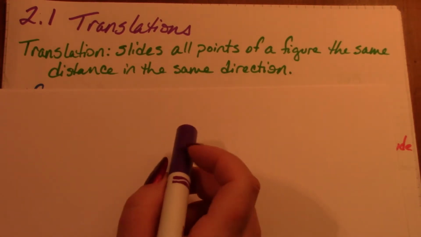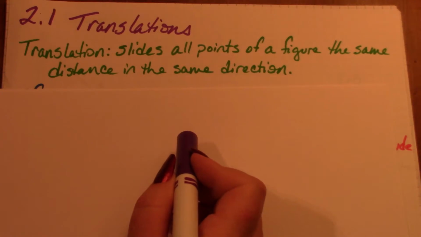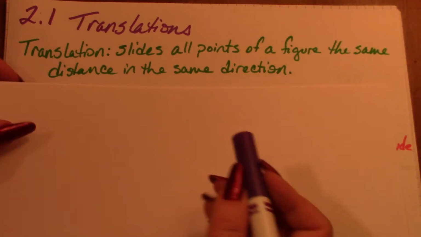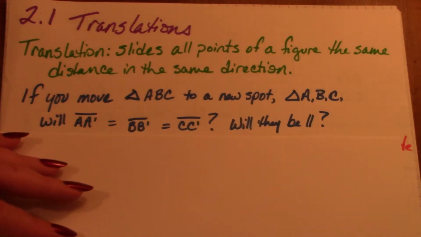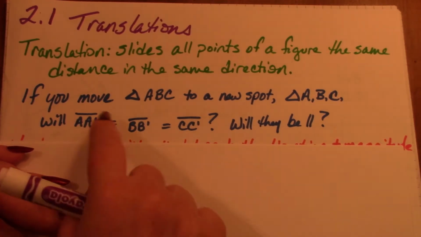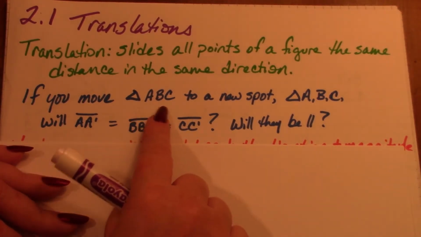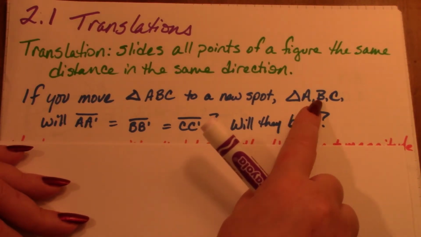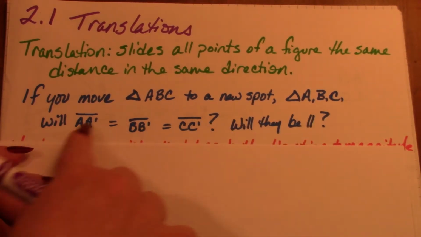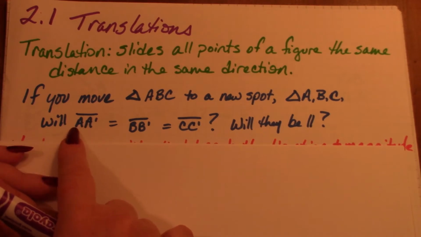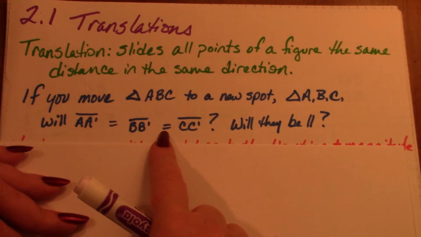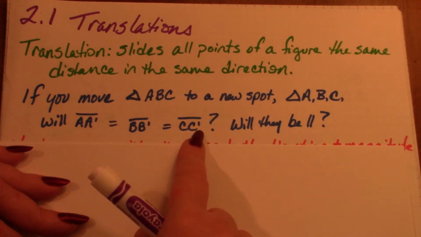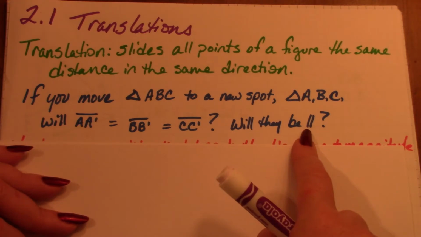A translation is a slide where all points of a figure move the same distance in the same direction. So your shape doesn't get bigger or smaller, and it doesn't squeeze or get larger in any portions. So if you move triangle ABC to a new spot, triangle A prime, B prime, C prime, the question is, will line A prime equal line B prime equal line C prime? And will they be parallel?